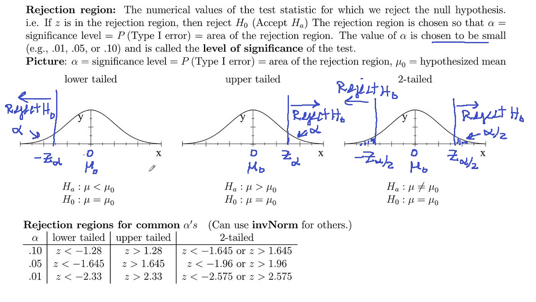So the next step that we haven't done is to figure out what is the value of our test statistic. What's the z-score of the sample data? In a lower-tailed test, if it falls over here, we reject the null. If it falls over here, we don't. In an upper tailed test, if the test statistic falls over here, we reject the null. If it falls over here, we don't. And for two-tailed, if it falls in either tail, we reject the null. If it's in the middle, called the non-rejection region, we do not reject.